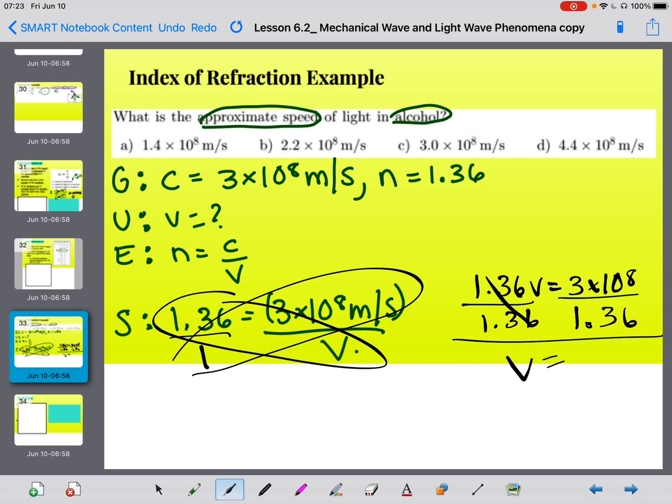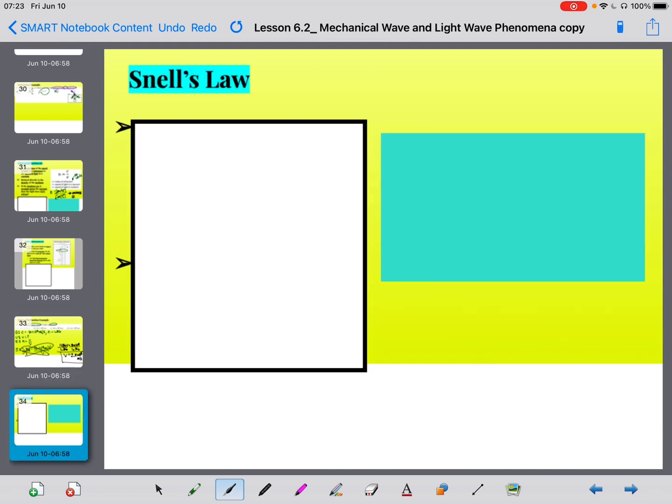So I just set my scientific notation to three decimal places. The answer I got was 2.21 times 10 to the 8 meters per second. Notice that it should not be greater than the speed of light in a vacuum. However, it should be close enough, right? It should have that power of 10 to the 8 because it's still traveling very fast, just not as fast as in a vacuum.